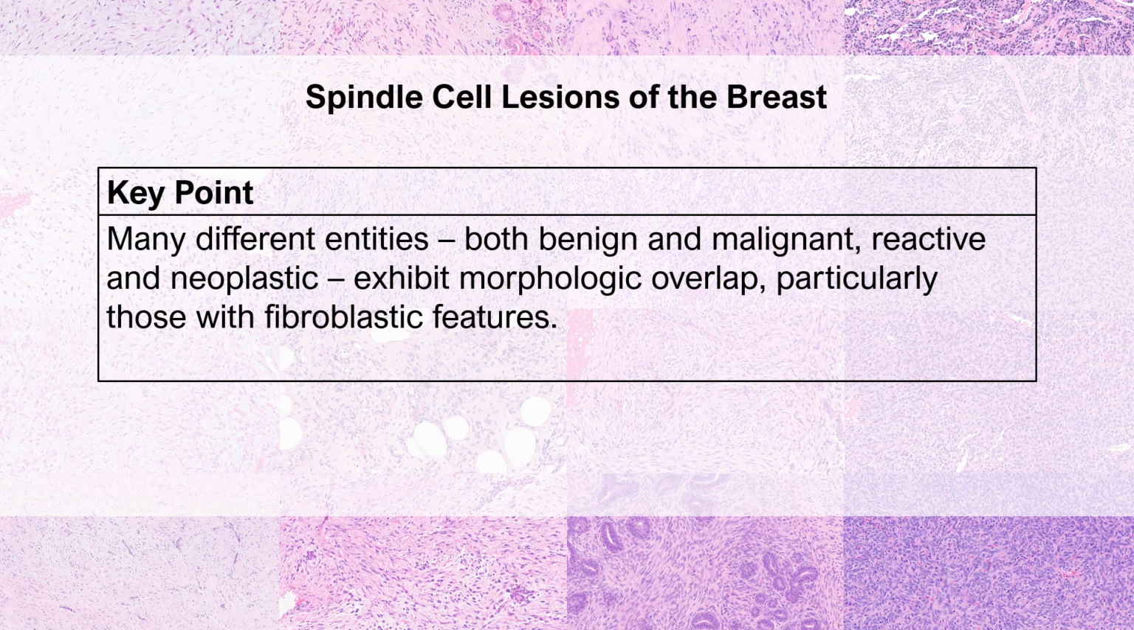The key point is that many different entities, both benign and malignant, reactive and neoplastic, can show significant morphologic overlap, particularly those with fibroblastic features.